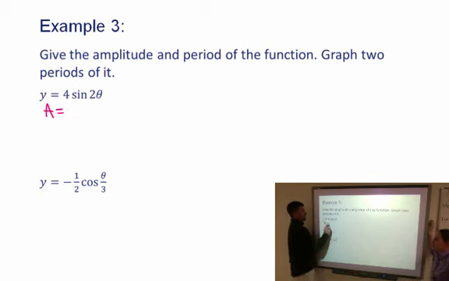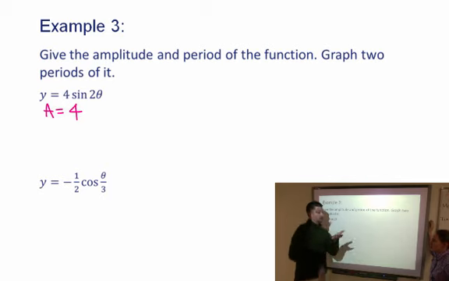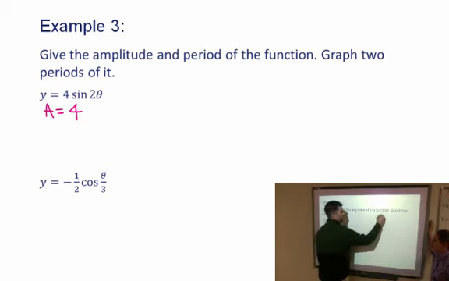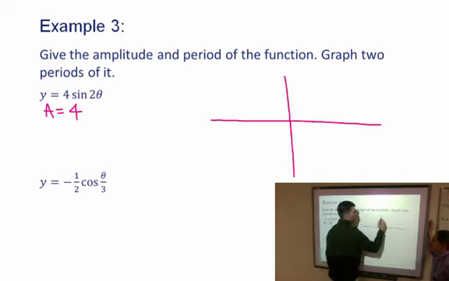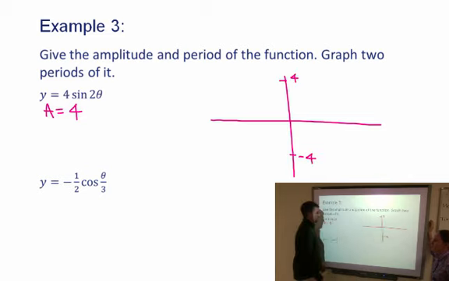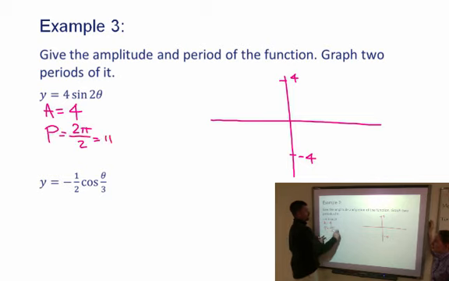So here's what we're going to do. We're going to talk about amplitude, which on this one is going to be 4, which tells us we're going to go up 4 and down 4 when we graph it. So if I start to graph that, it's important that I know I'm going up to 4 and down to negative 4. Okay? Second thing is that my period now is going to be 2 pi over b, which is that number in front of the theta.